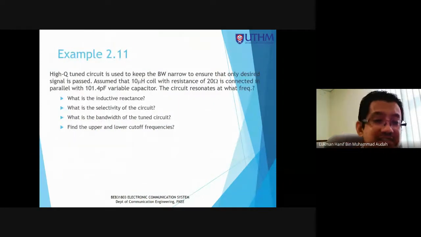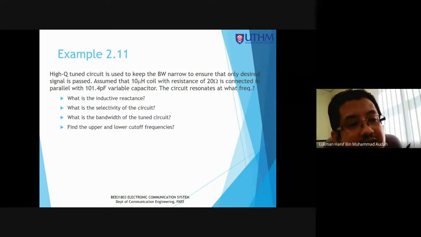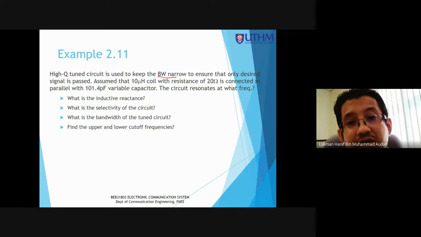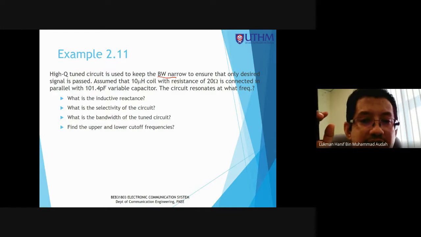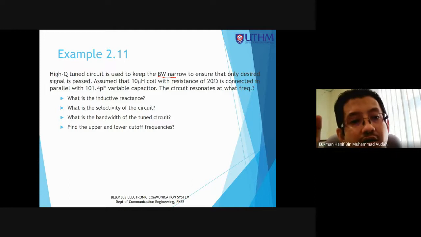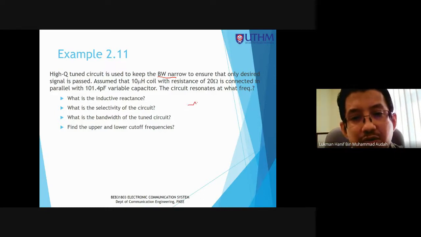Example. So let's look at the example for the tune circuit. Ini example untuk tune circuit. Example 2.11: a high quality tune circuit is used to keep the bandwidth narrow to ensure that only the desired signal is passed. Assume that a 10 microhenry coil with resistance of 20 ohm is connected in parallel with the 101.4 picofarad variable capacitor. So you can assume that the drawing looks like this, in parallel with the capacitor.